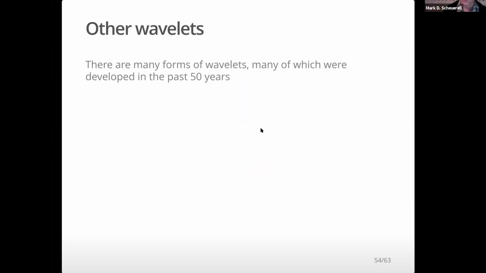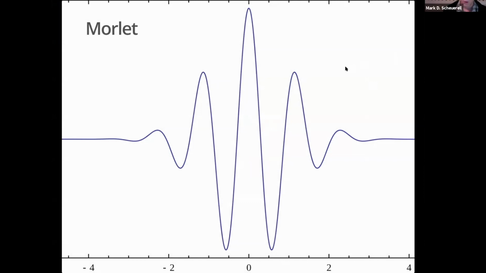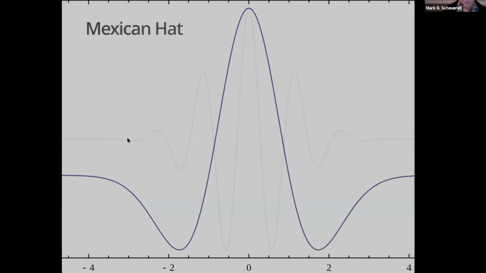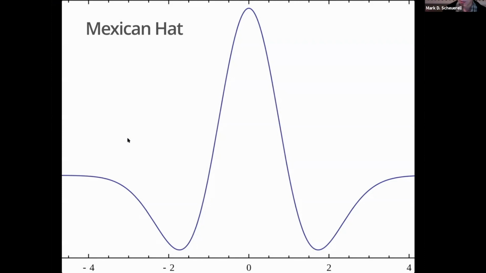There are other forms, and largely these have arisen in the last 50 years. Here's one called the Morlet wavelet. This one is a lot more smooth, right? It doesn't have that square aspect that Haar's did. But same thing, this is essentially the zero line here. There's equal area above and below zero, and it's finite. There's the Mexican hat, looks kind of like a sombrero, right? That's the idea with this one. But same thing, the area below this line is the same as the area above. So that's symmetrical.